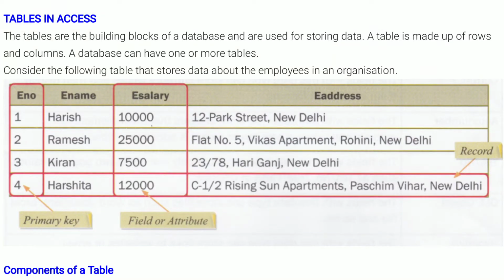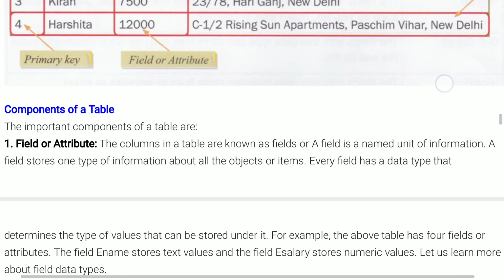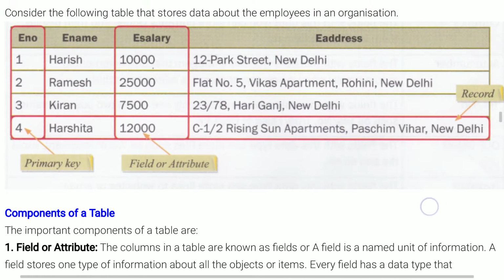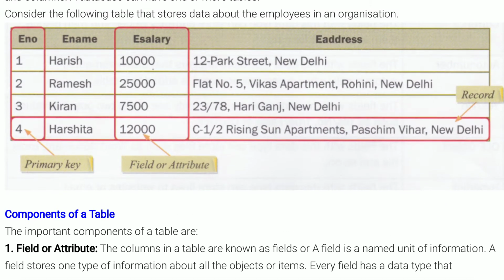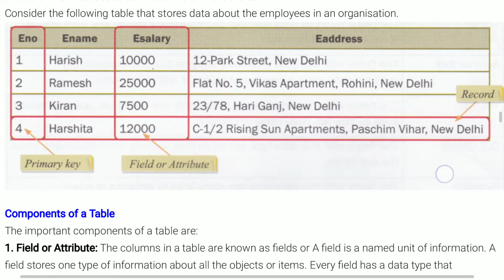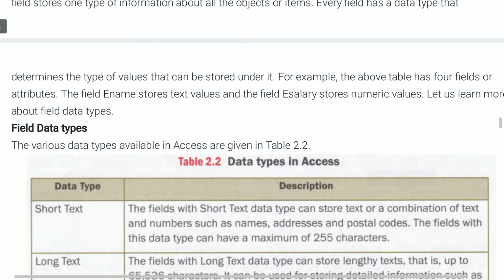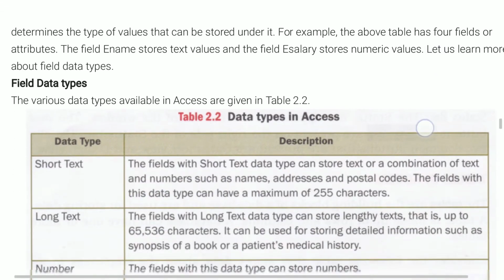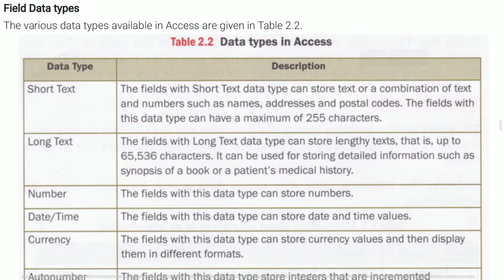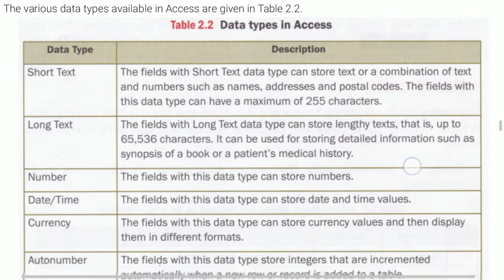In the previous video, I have already explained you all about tables in Access. Here you can see there are different components of the table, that is field, record and primary key. In the previous video, I have just explained about field, the first component of a table, and I also described you all about field data types.